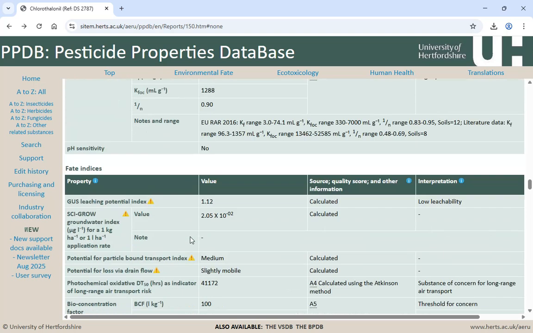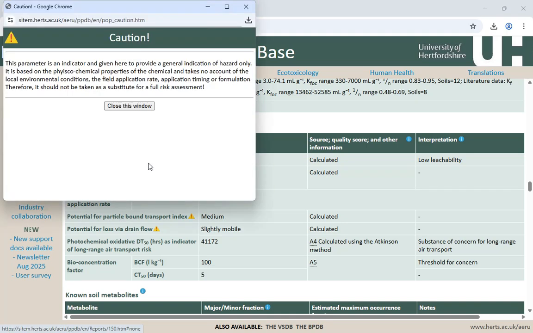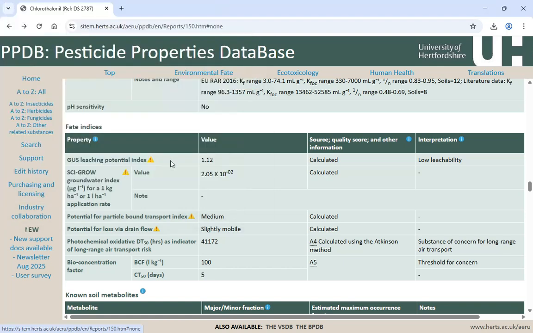Coming down again, in some instances, into the fate indices here, we've got another little icon that's being flagged up here. If you click on that, that will throw up a little pop-up. In this case, it's explained that it's used as a general indication of hazard only. So it's just making you aware exactly what this particular index in this case means.